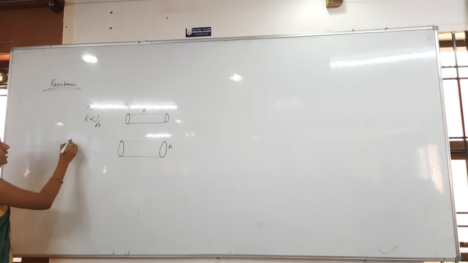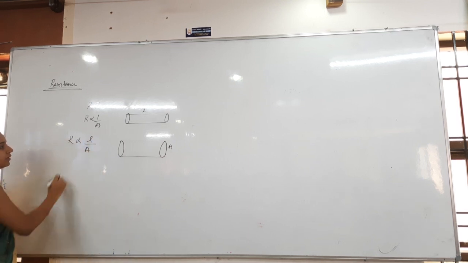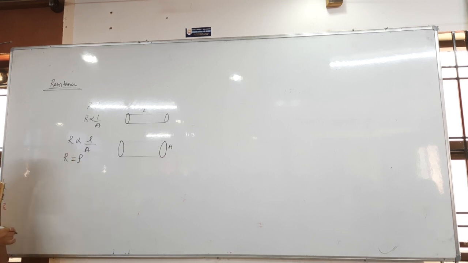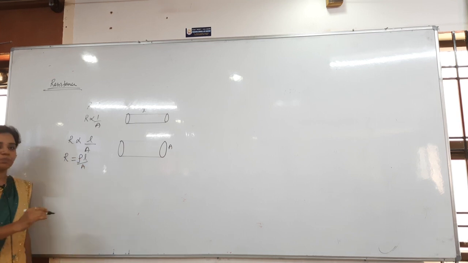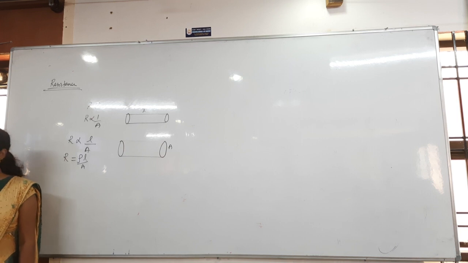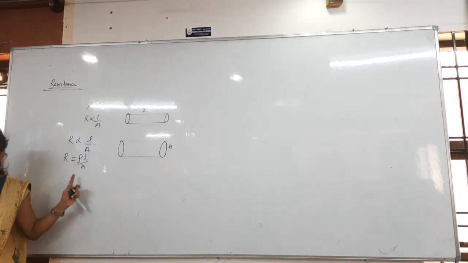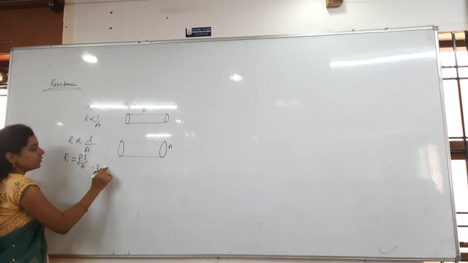Now together what I can write here: R is directly proportional to L by A. Now here a constant we will take, that is the resistivity. Rho is not density, that is resistivity. R is equal to rho L by A. In this chapter, wherever we get density, you write small d. You can remember that. Wherever you get diameter, you write capital D. And resistivity is indicated by rho here. R equals rho L by A. This is known as the resistivity of the material.